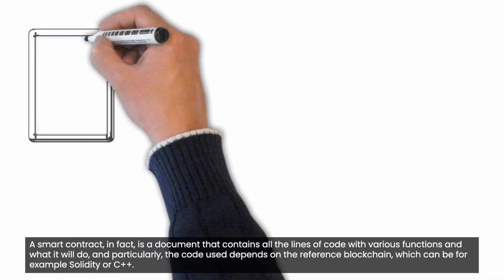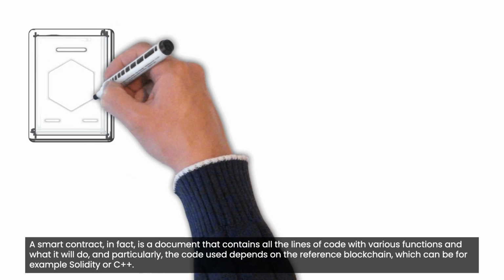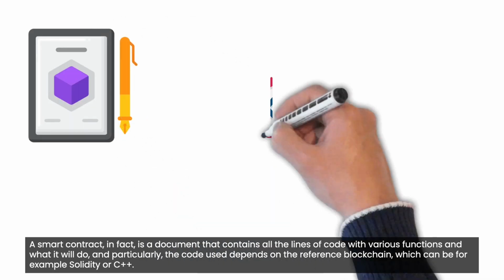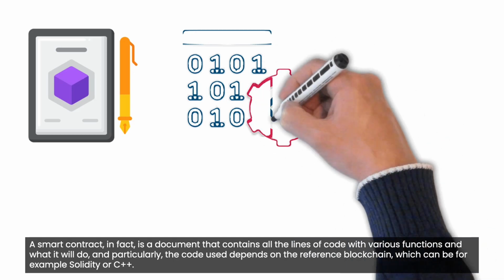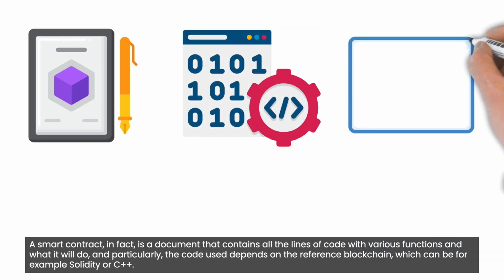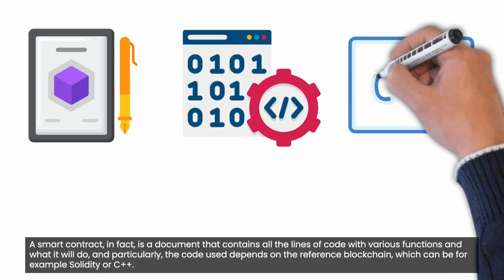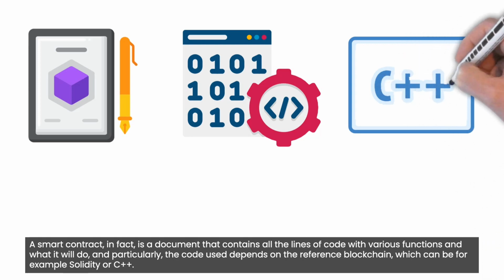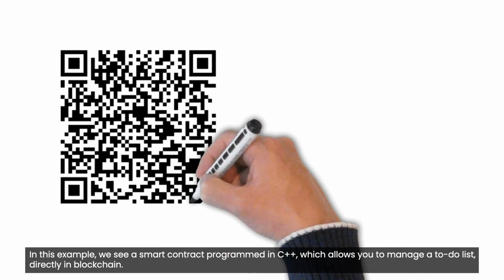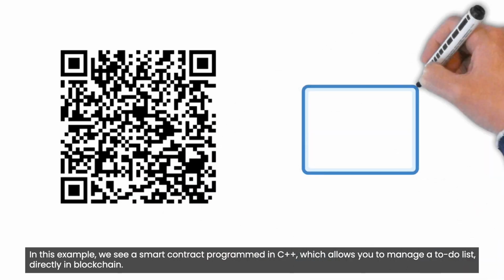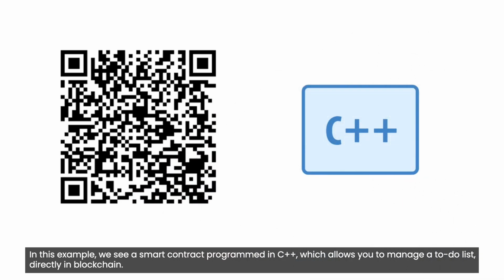How to create a smart contract. A smart contract, in fact, is a document that contains all the lines of code with various functions and what the same will do. And a particular thing, the code used depends on the reference blockchain, which can be, for example, Solidity or C++. In this example, we see a smart contract programmed in C++, which allows you to manage a to-do list directly on the blockchain.